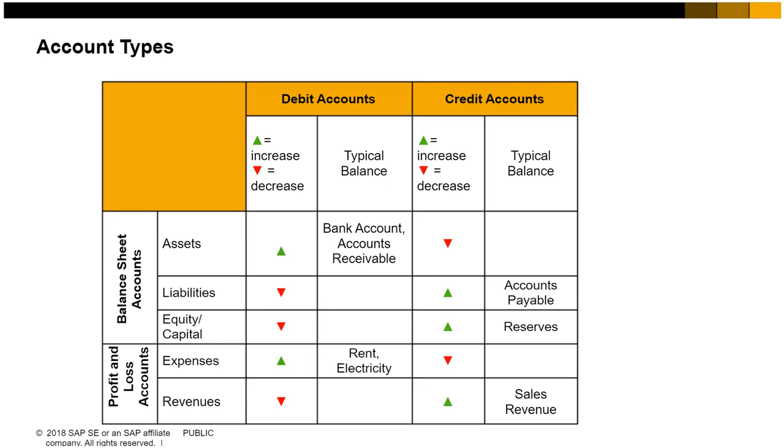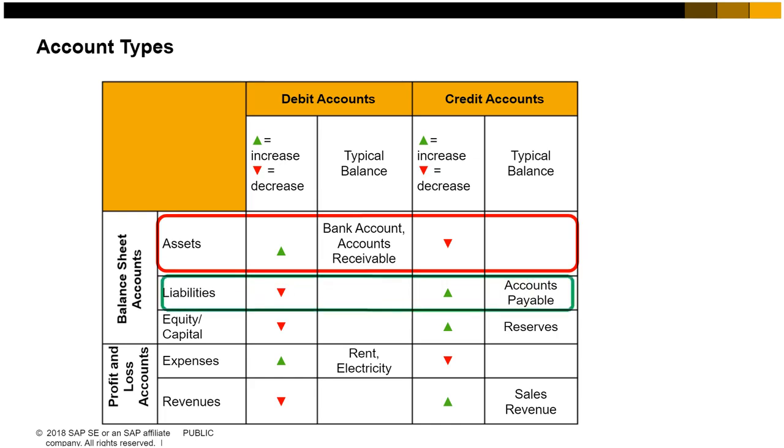For example, let us look at the value exchange for assets and liabilities. For assets, debit transactions always increase the asset value. Credit transactions always decrease the asset value. For liabilities, credit transactions always increase the liability. Debit transactions always decrease the liability. We will discuss the different account types in another course.